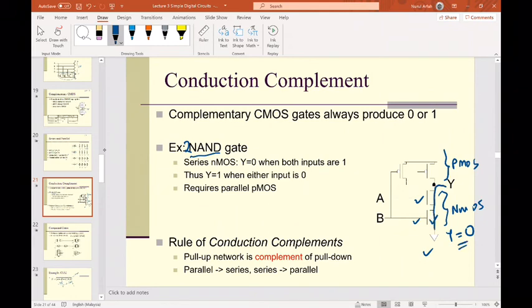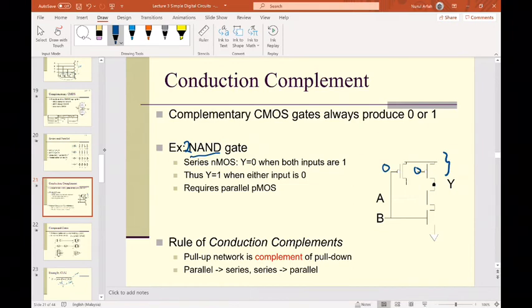Okay, and thus, if you want to have Y equal to 1, then what should you do? Because PMOS here, they are in parallel. So either one should be turned on or both should be turned on. So you need to supply a 0 here and here, or either one should be a 0 to turn on the PMOS. Okay, so Y will be equal to 1. Why? Because this Y will be pulled up to 1, the high state. Okay, so it requires parallel PMOS here.